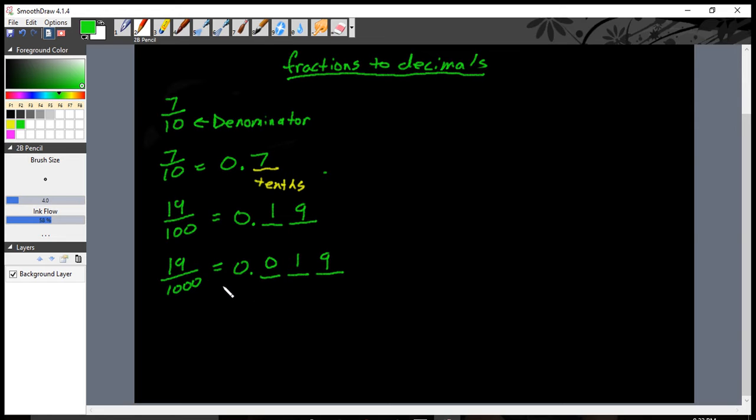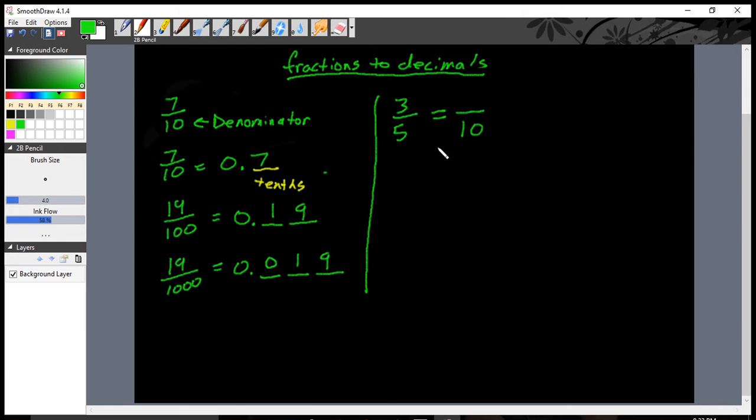So this is great if our denominator is a 10, 100, 1,000, 10,000, basically a 1 with some zeros after it. If it's not, then we need to do things a little differently. Let's think of the fraction 3/5. In this case, our denominator 5 is not a power of 10. It's not 10, 100, 1,000, but we can multiply 5 by something to make it a 10 or 100.